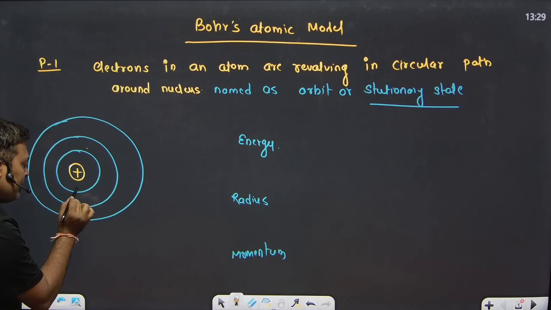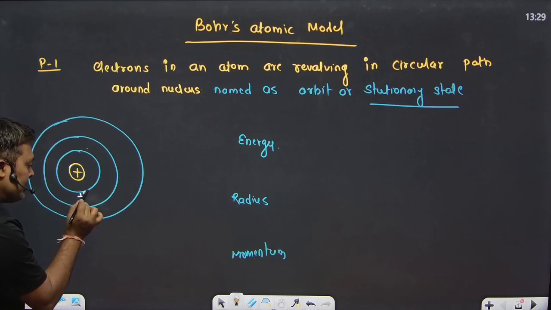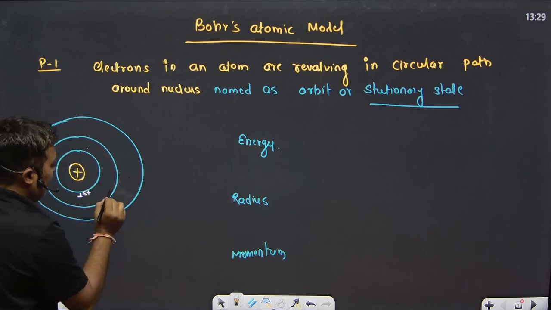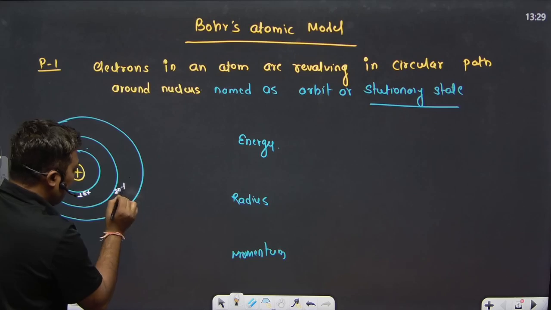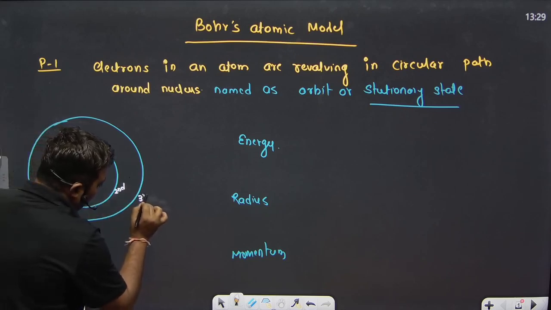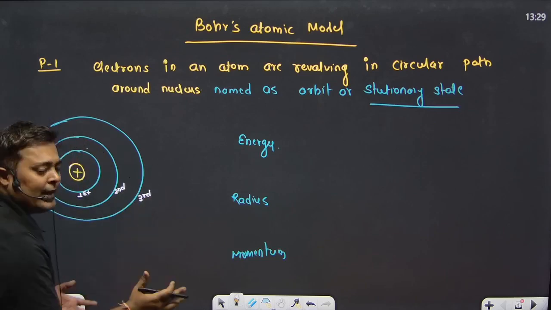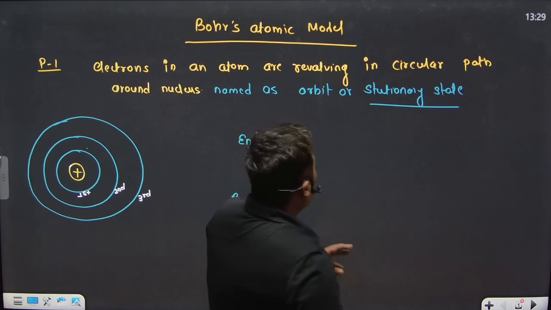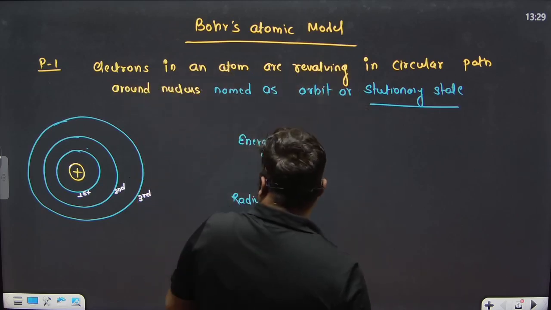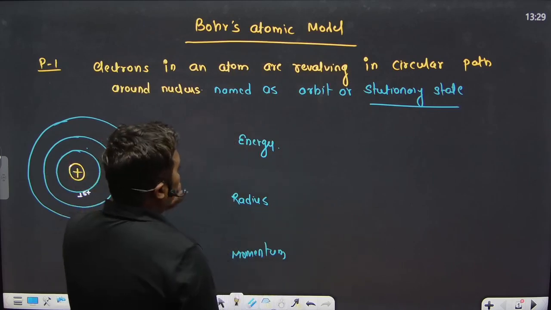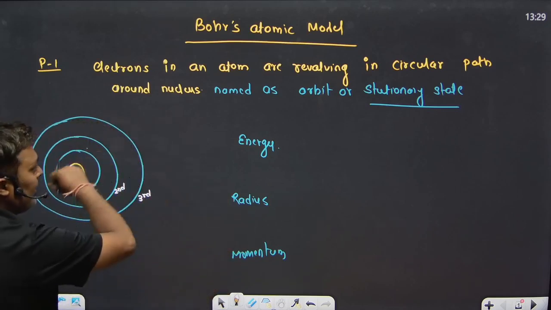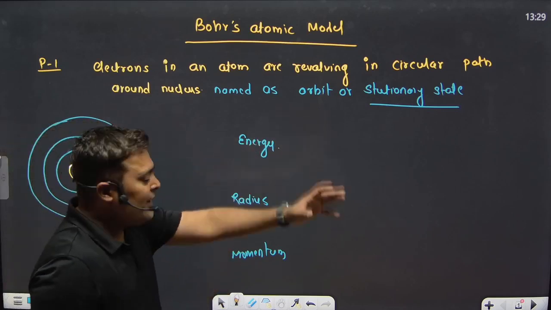So we are going to say this is going to be our first orbit. Then the orbit which is second closest to the nucleus, we are going to call the second orbit or the second energy level. Likewise, we are going to call it third orbit or the third energy level, and like that. So when an electron is revolving in this circular path, these circular paths are going to have a fixed value of energy, fixed value of radius, and fixed value of momentum. That is why we are also calling them the stationary state.